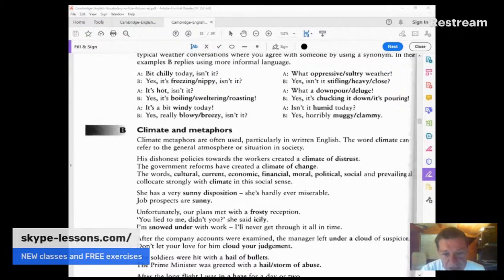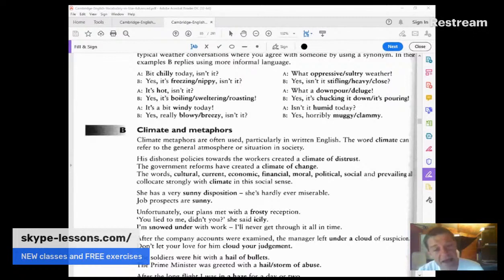Okay, so we also say she has a sunny disposition, which means she's really cheerful. She's hardly ever miserable. Job prospects can be very sunny. Yeah, if your prospects are sunny, of course, they're bright, and it looks like things will be good in the future. You have good reason to be optimistic if your prospects are sunny.